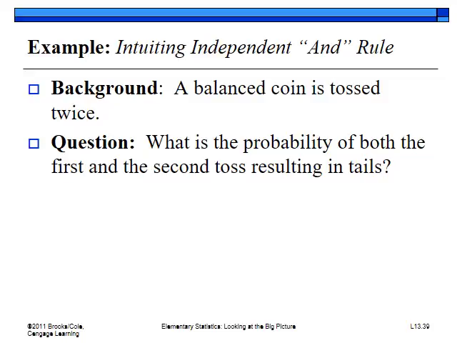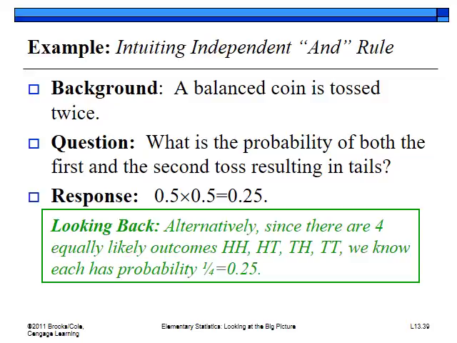Well, the first toss will be tails about half the time. And then of that half the time, the second one will be tails about half the time. Half of a half is computed with multiplication. It gives us 0.25. Another way to think of this is to list all 4 of the possible outcomes when you toss a coin twice. We can see that of those 4 equally likely outcomes, one of them represents tossing tails twice.